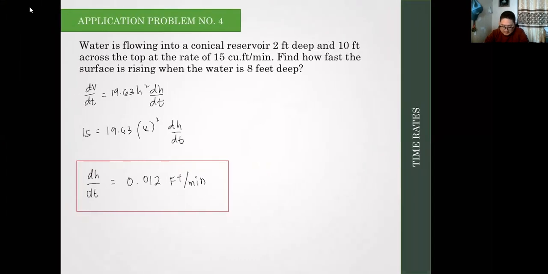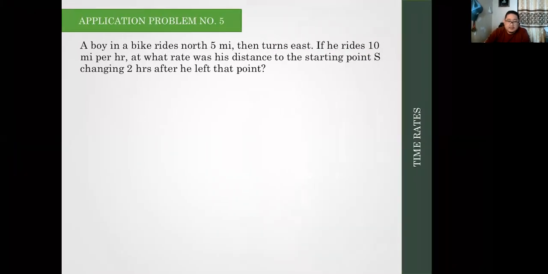Next. Yan. So, a boy on a bike rides north 5 miles and then turns east. If he rides 10 miles per hour, what is the rate at which his distance to the starting point S is changing 2 hours after he left that point?